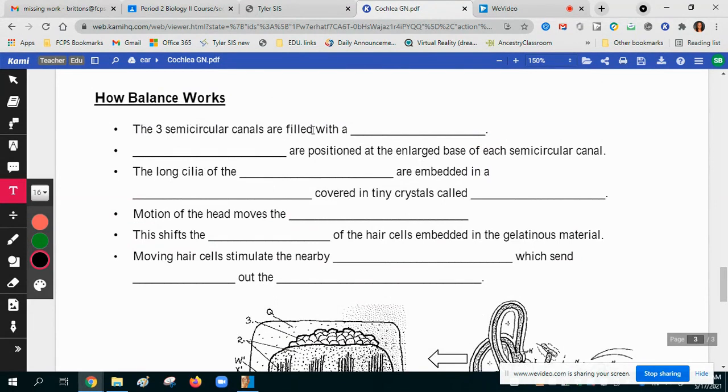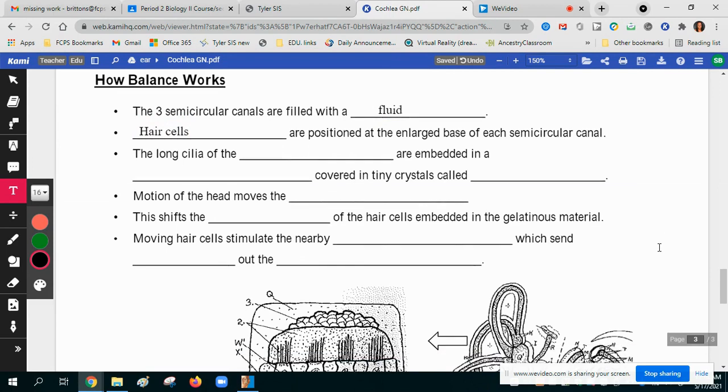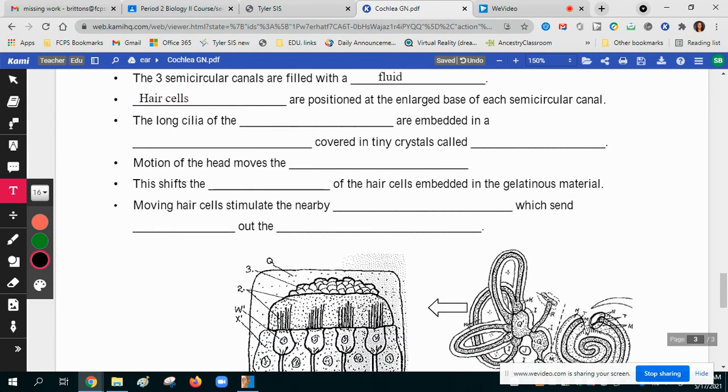And the 3 semicircular canals, remember 3, 1 for each of our 3 dimensions, they are also filled with fluid. This fluid moves when we move. And the semicircular canals also have hair cells in them. And these hair cells are positioned at the base of each semicircular canal. So if you look down at the bottom, you can see that there's kind of a larger part at the end of each semicircular canal. So they're in this little swollen area here.